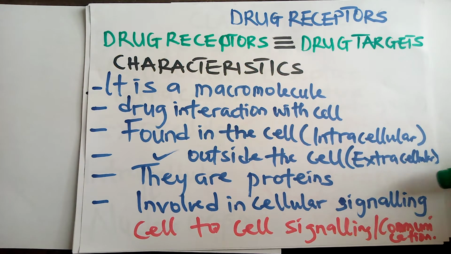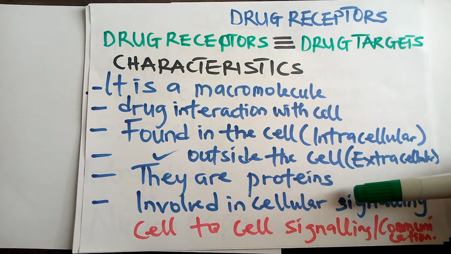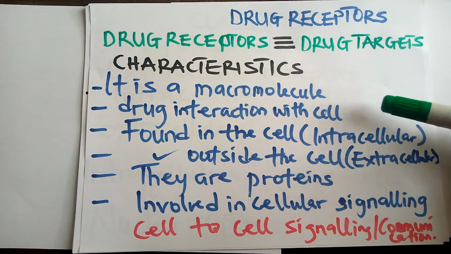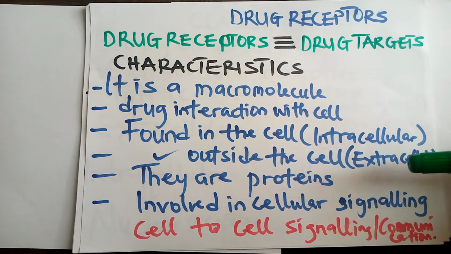Drug receptors are usually proteins, not carbohydrates, not fatty acids. A lot of drug receptors are proteins. And drug receptors are also involved in cellular signaling and cell-to-cell communication. So if cells are to communicate, if there is going to be interaction between cells, drug receptors are very critical for this to happen.